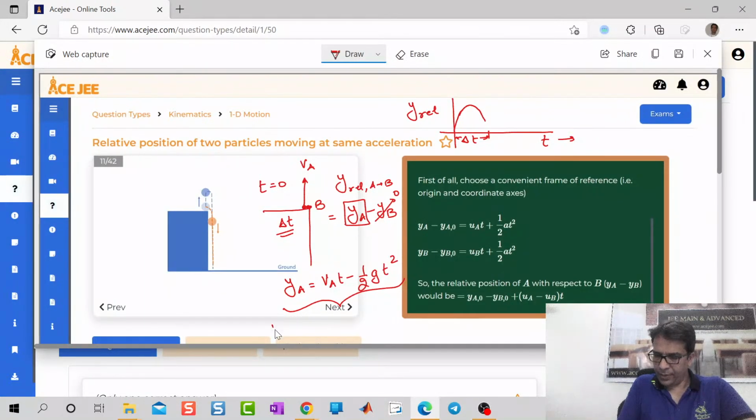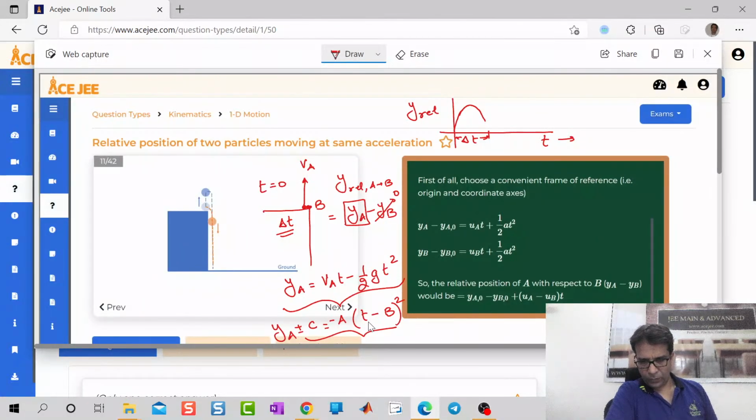So write this as YA plus minus some constant is equal to some constant times minus of some constant times t minus b square. So I'm not sure I know what a parabola's equation is. Okay.